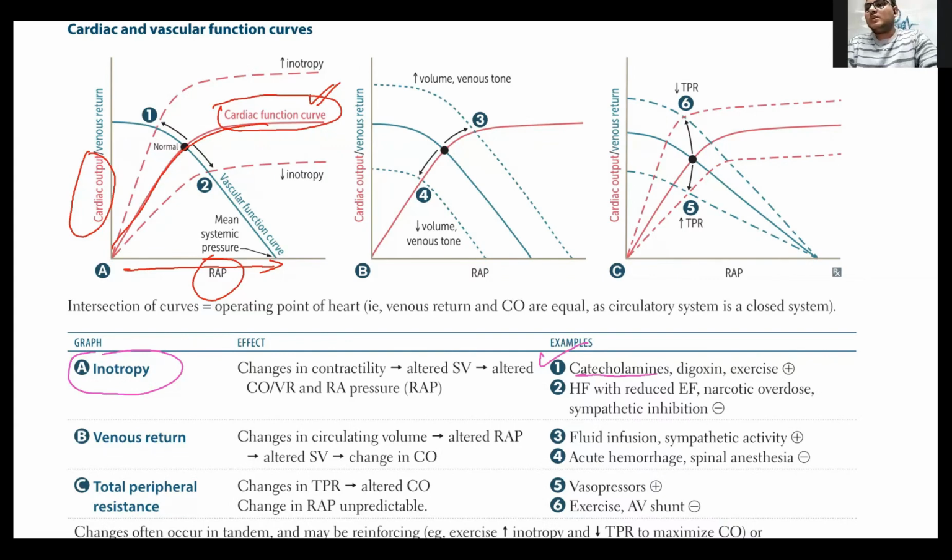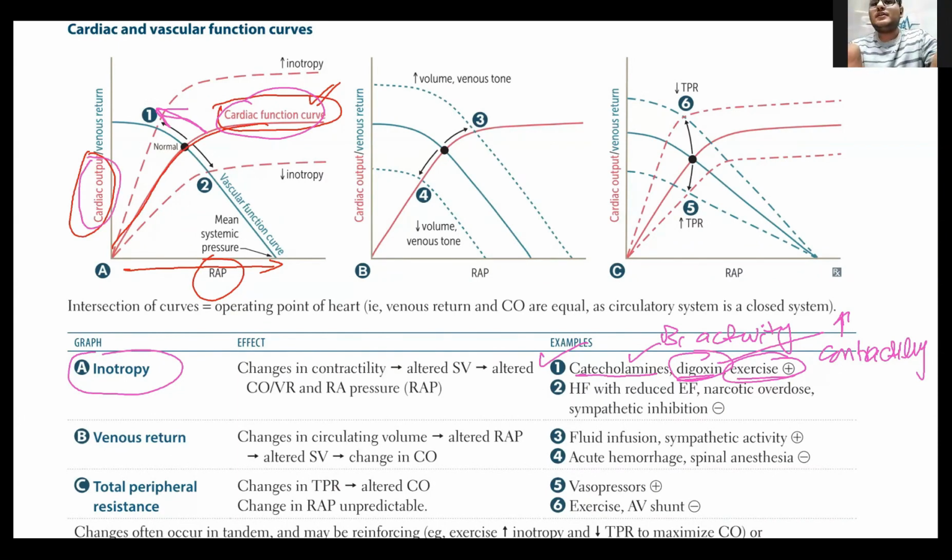When we give catecholamines, digoxin, and exercise: catecholamines increase beta 1 activity. Digoxin, we discussed in yesterday's lecture, causes increased contractility. And exercise also activates the sympathetic system. So what will happen in this diagram? You can see it is going to the left as compared to this normal curve. Why? Because when it goes to the left side, it will cause more cardiac output.